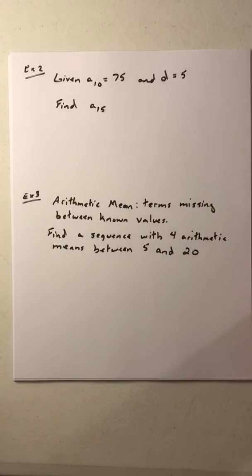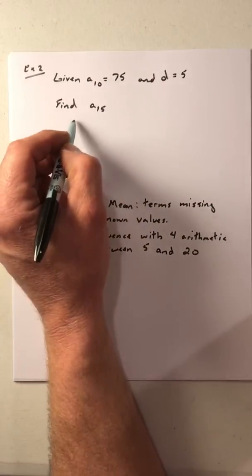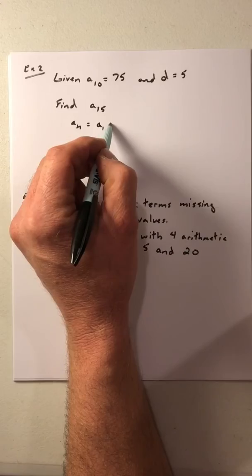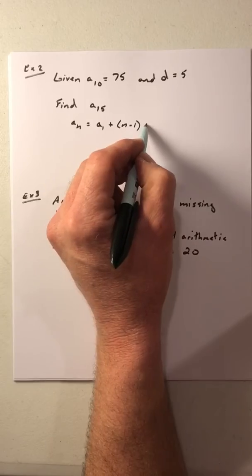In example 2, we're going to get a little more difficult. We're going to give you some information about a sequence, and we're going to be able to find another piece of that sequence. So we're going to give you a sub 10, or the 10th term, to be 75, and a common difference to be 5. Can we find a sub 15? Well, to start, we can try to come up with our explicit formula. We know that a sub n is going to equal our first term, a sub 1, plus n minus 1 times a common difference, which in this case is 5.